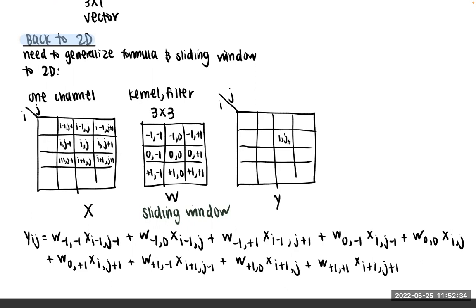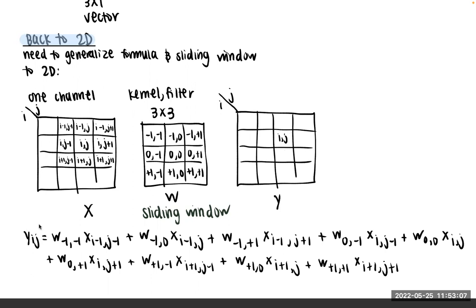So in the 1D situation, we use k, right? k from 1 to D. And now we use i, j to denote the position. And then again, we can use a kernel or filter, for example, a 3 by 3 filter as our W. And then we slide this filter over the image with again zero padding, so that we can calculate Y_ij.